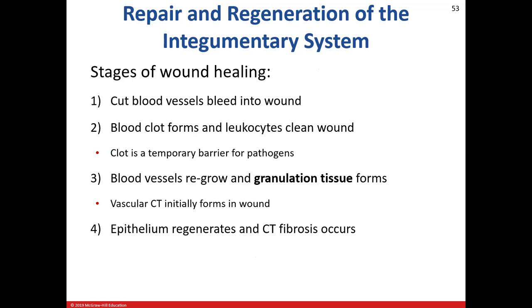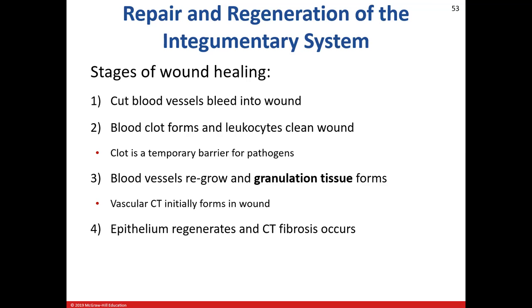So let's look at the stages of wound healing. Obviously we have an issue where we cut the skin. That means we've opened up blood vessels, and now we're starting to bleed into the wound. Our bodies then start to develop a blood clot, and we release leukocytes, which come in and clean the wound. Leukocytes are one of our types of white blood cells. The clot is actually a temporary barrier for pathogens so that things can't get directly into that tissue.